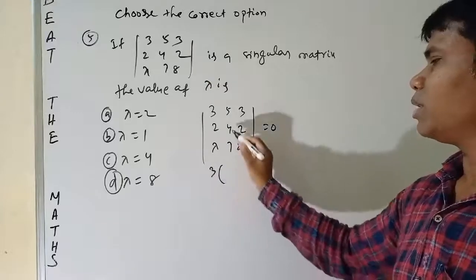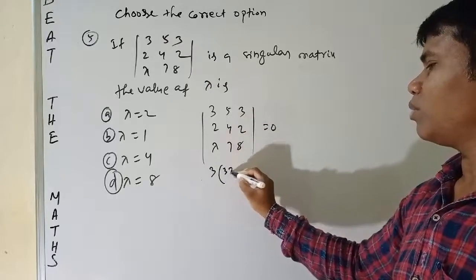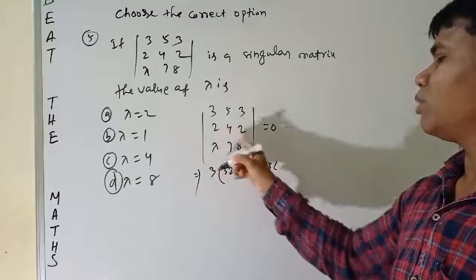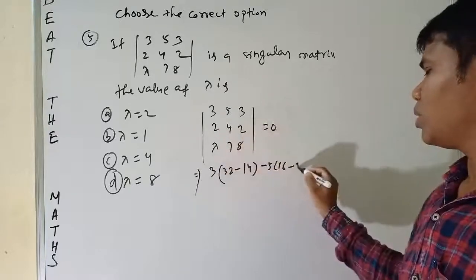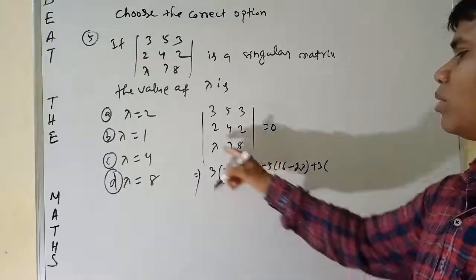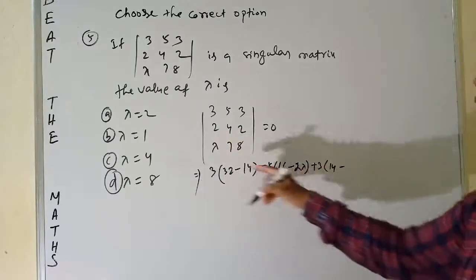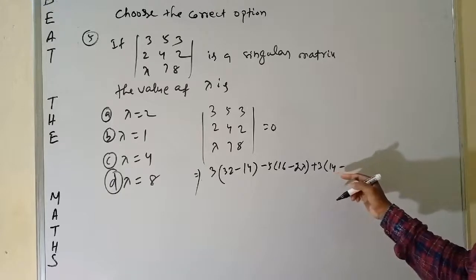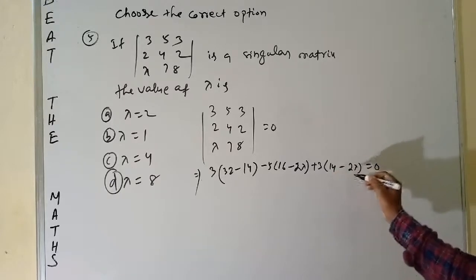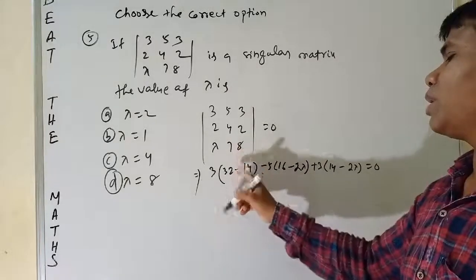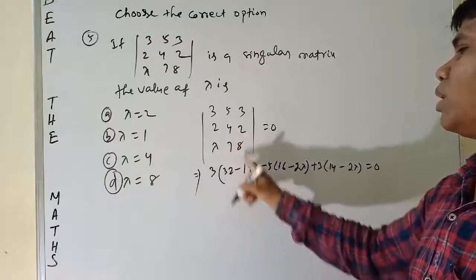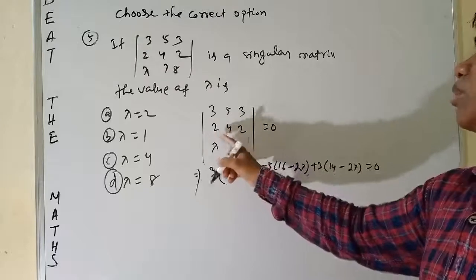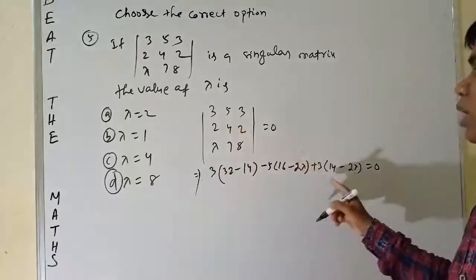You find the determinant: 3 into (4 into 8 is 32 minus 7 into 2 is 14) minus 5 into (2 into 8 is 16 minus lambda into 2 is 2 lambda) plus 3 into (2 into 7 is 14 minus lambda into 4 is 4 lambda).